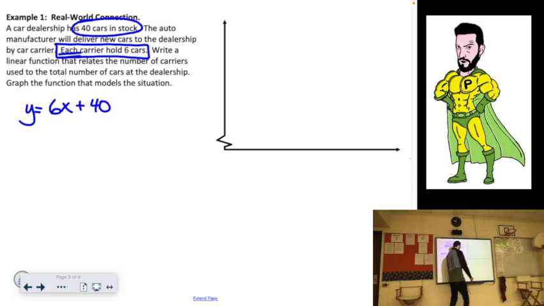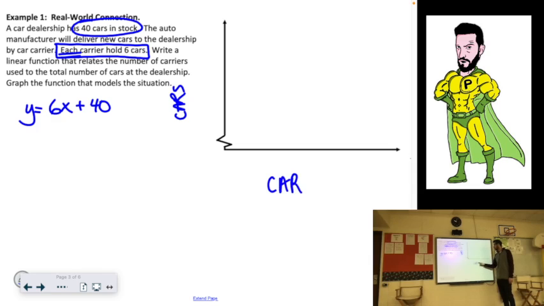Great. So we're going to figure out our axes here. So total number of cars, we're going to say is our y. And then the x is the number of carriers, right? Each one held 6, so 6 times the number of carriers. So we're going to put carriers over here. Now we can scale these however we'd like.